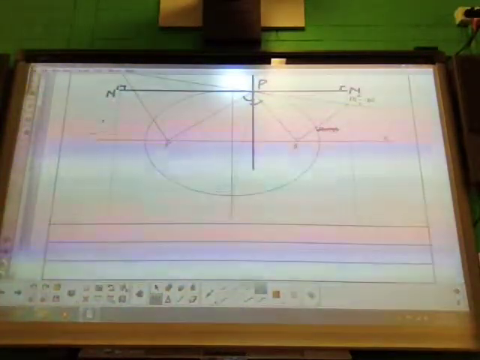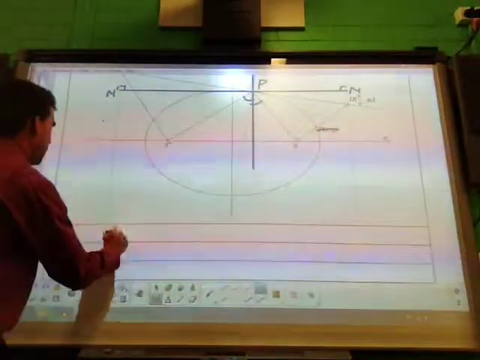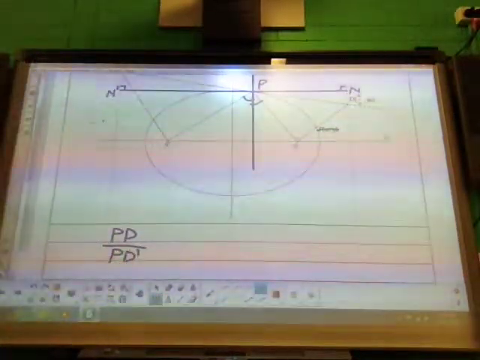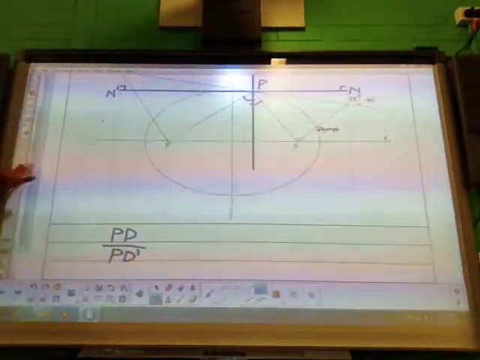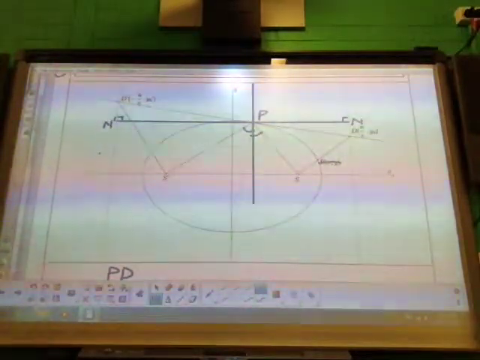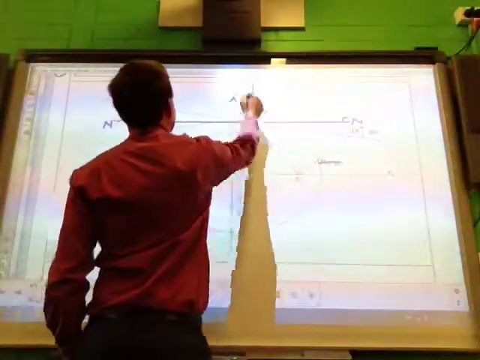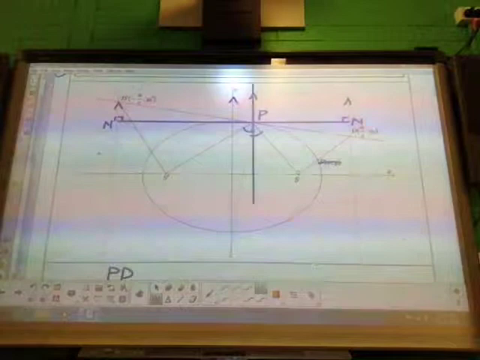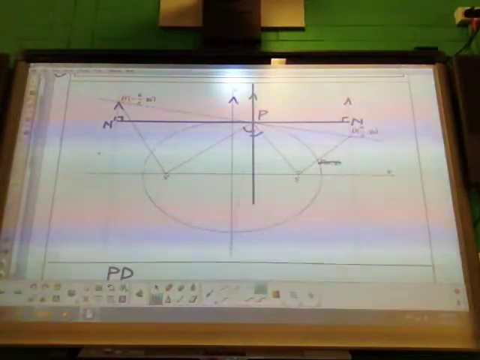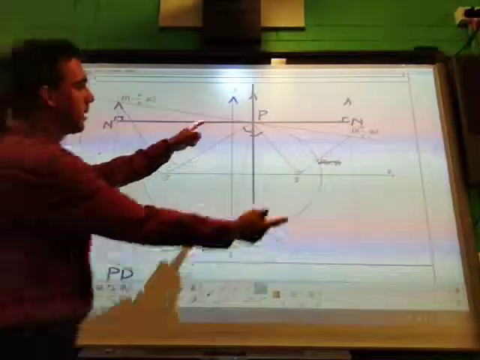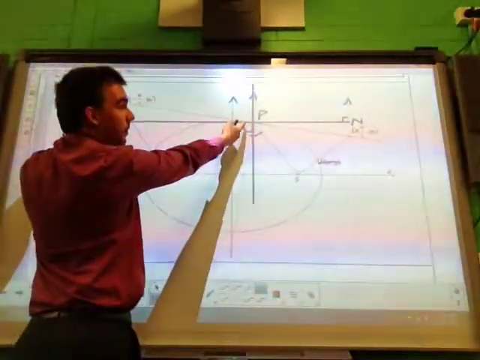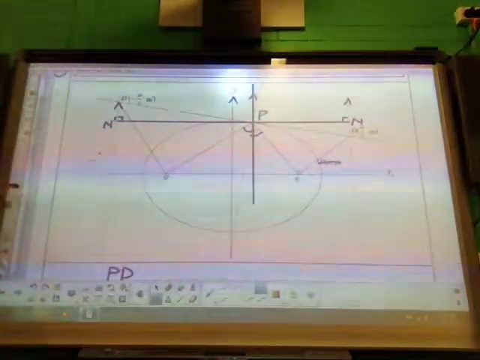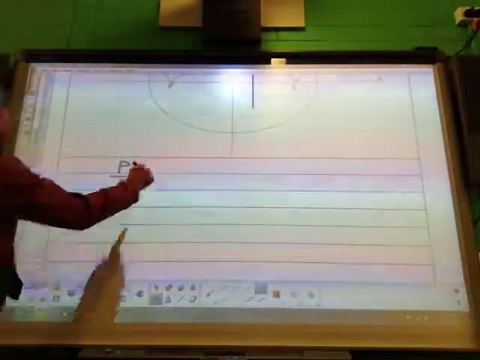Right, so looking at your mathematics, PD over PD prime. Okay, so what I've already done here is I made this parallel to the y-axis and the directrix, of course, because I'm going to look at the ratio of my intercepts and parallel lines. So the ratio of PD to PD prime has got to equal the same ratio as Pn to Pn prime. This is my ratio of parallel lines that we learnt in mathematics.